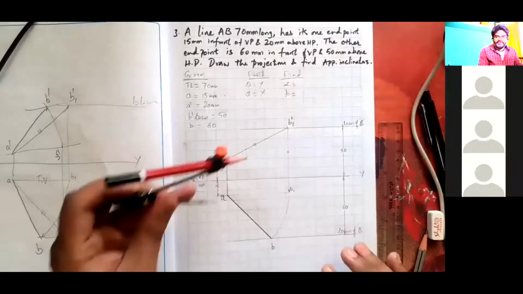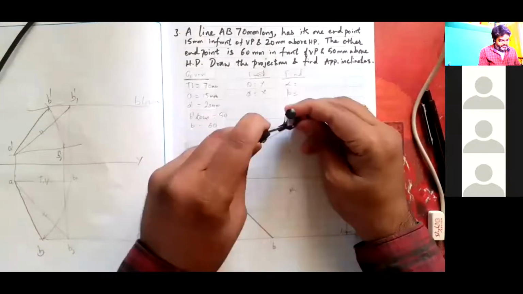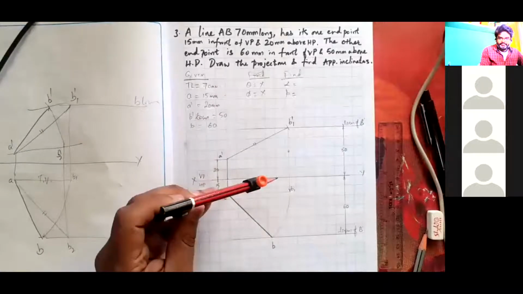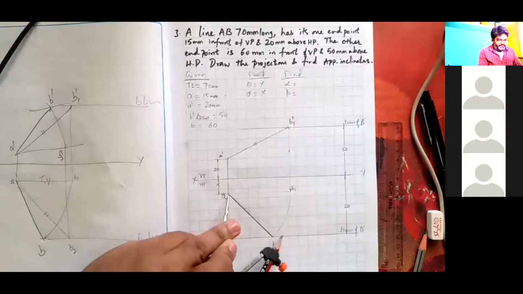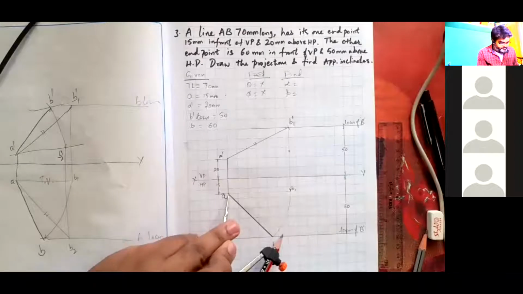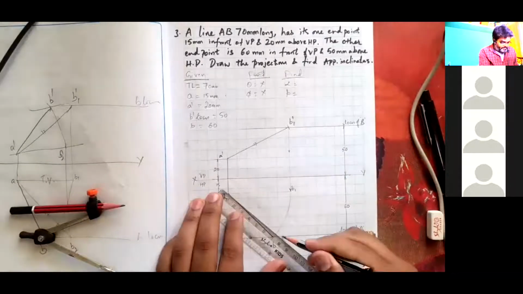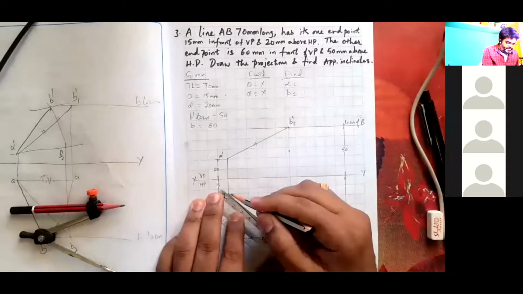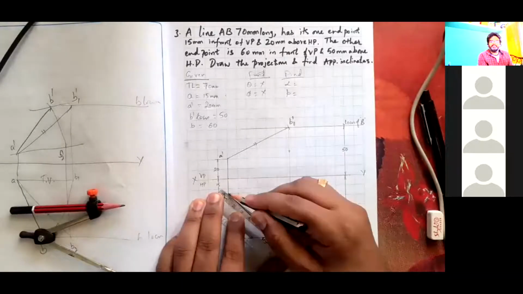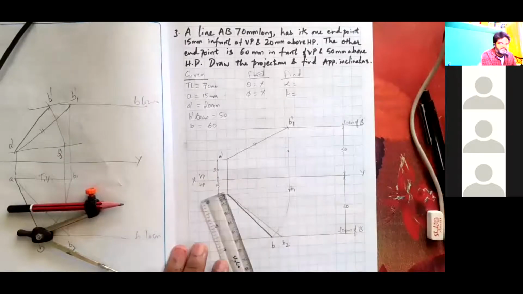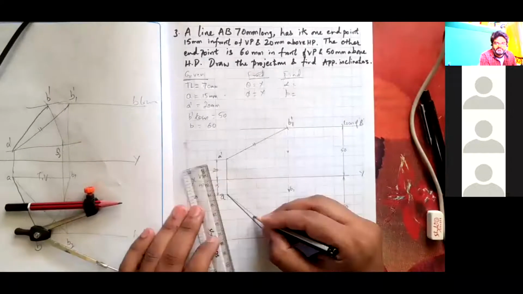True length, I am going to again take 70 mm. See, this is 70 mm. From A, I will mark it on the locus of B, somewhere here. Somewhere here, I am marking the true length. The thin line. This is B2. The second time I am making it parallel to the horizontal plane. I'll just draw two lines to say that these two are the true lengths.